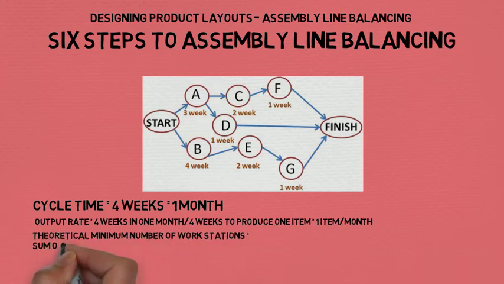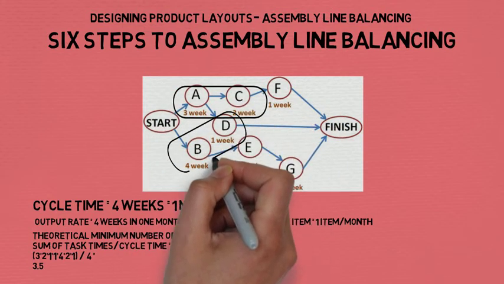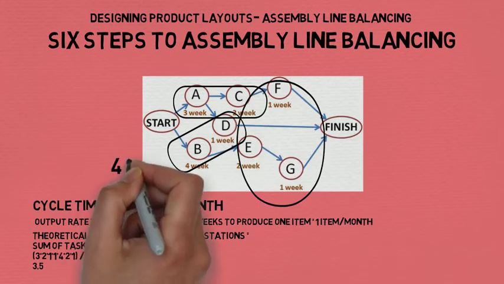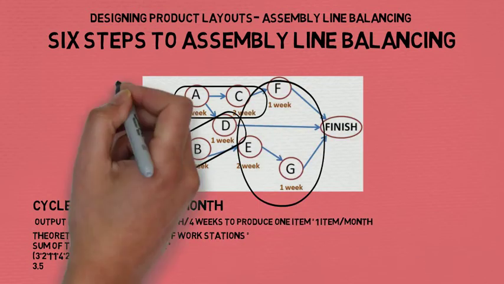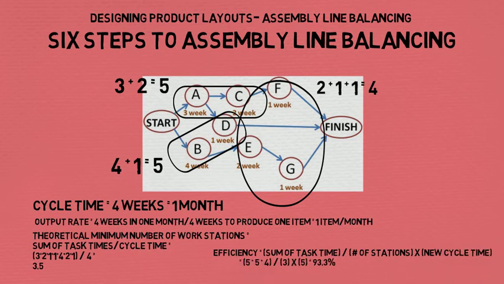Fourth, we determine the theoretical minimum number of workstations needed. Fifth, we start balancing the assembly line by determining ways in which we can combine activities into the theoretical minimum number of stations in order to get the amount of work per station as equal as possible. Sixth and lastly, we compute the efficiency.